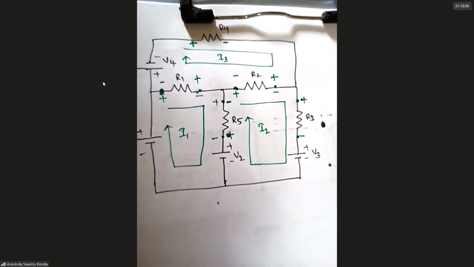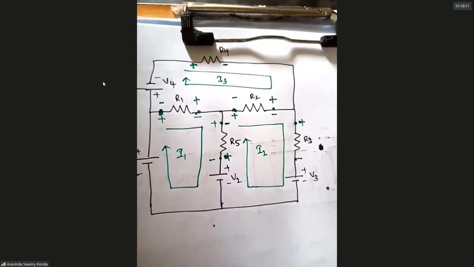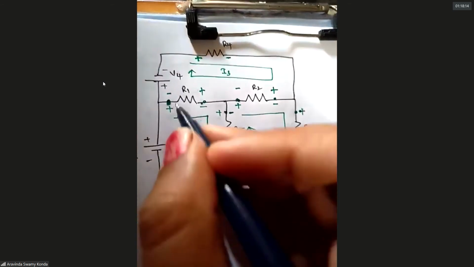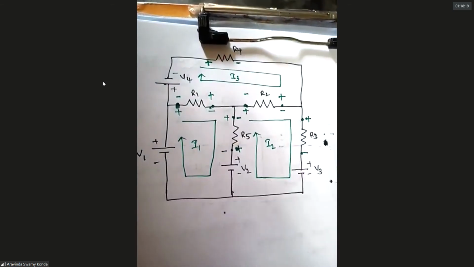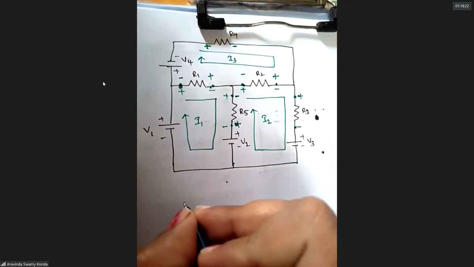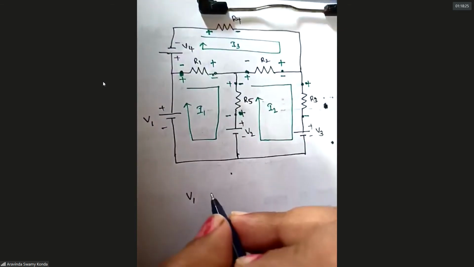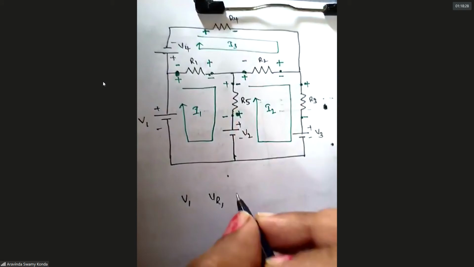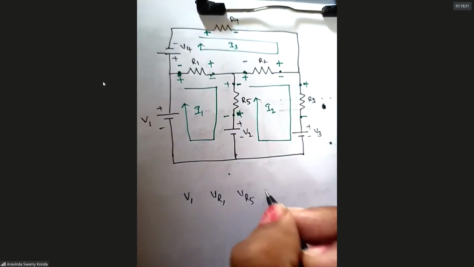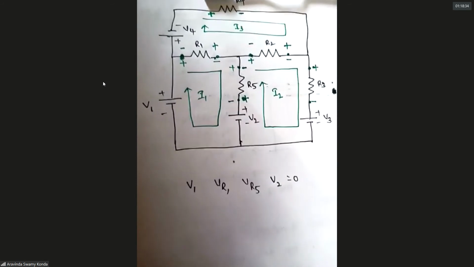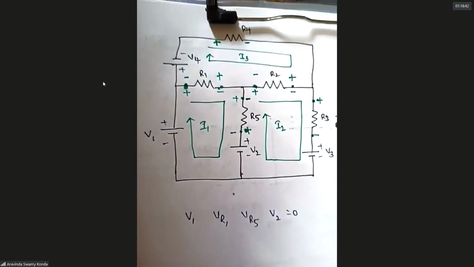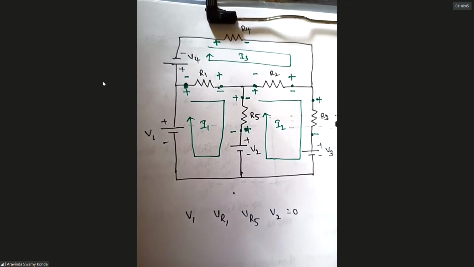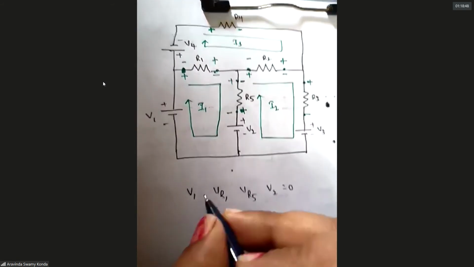So now I want to write the equations. How many elements do we have in the first mesh? V1, R1, R5, V2. Four elements are there. So write V1, for R1 you write VR1, for R5 you write VR5, and for V2 you write V2, equal to 0. So you need to write plus or minus. For V1, is it coming from plus to minus or minus to plus? Plus to minus, sir. Then what sign do you give? Minus sign. Very good.